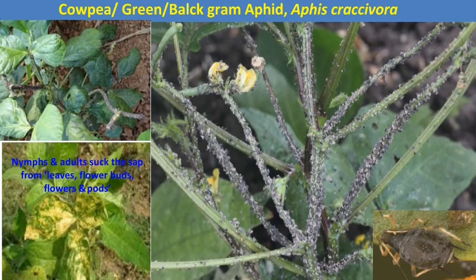Next is the aphids. This aphid is a major pest of all pulse crops.